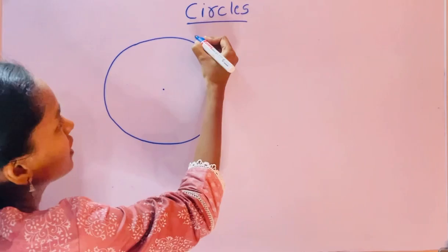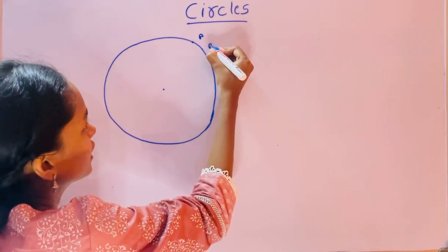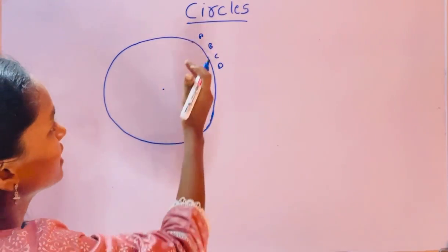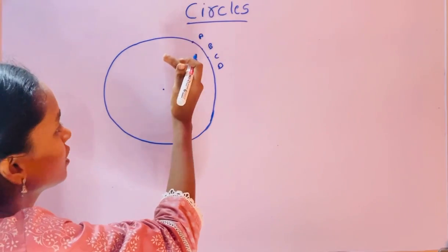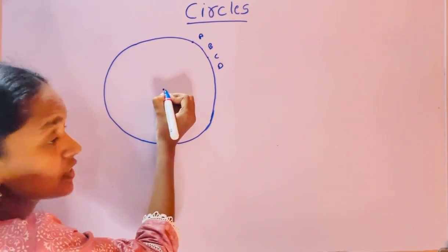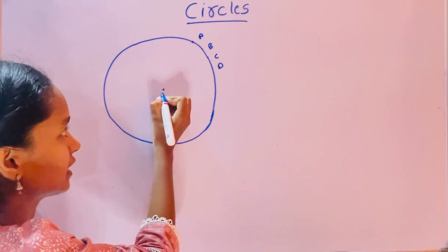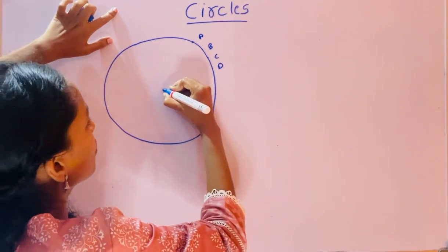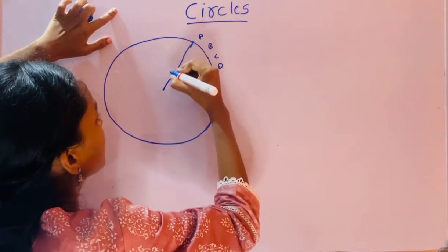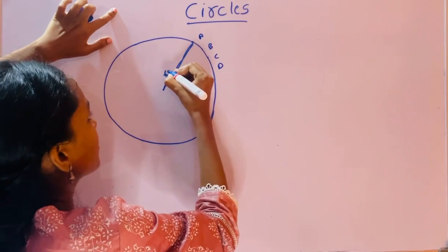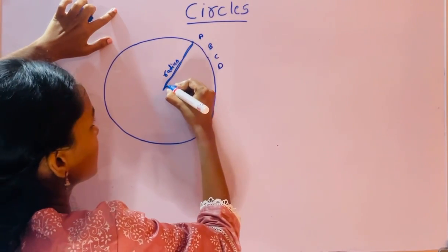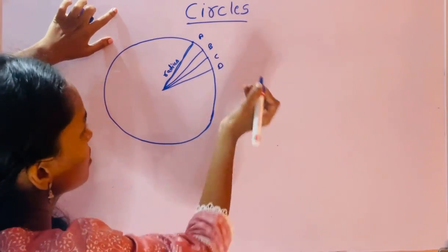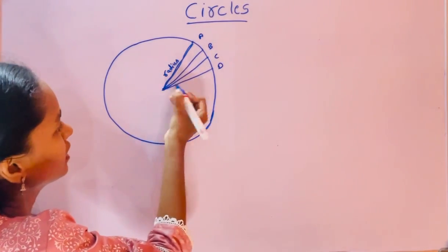Let us consider points like A, B, C, D on the boundary of a circle, and all these points are equidistant from this fixed point, and this fixed point is called the center of the circle. The line segment joining this fixed point to any point on the boundary of a circle is called the radius of the circle. This is radius, this is radius, this is also radius, and this is also radius. This is the center of the circle.